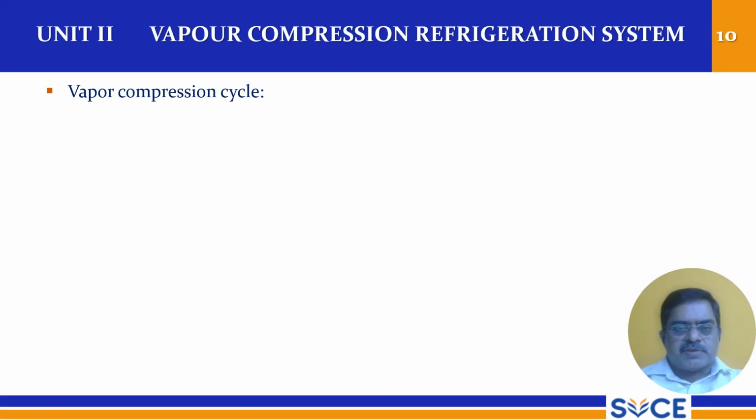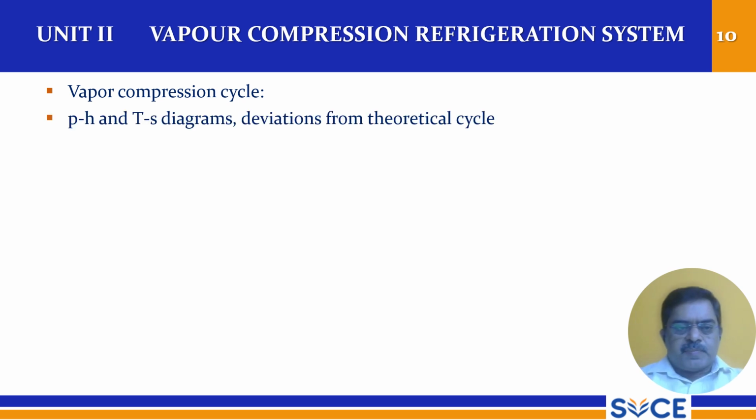Vapor compression refrigeration system. This is a little bigger unit. It requires 10 hours to complete, and in the first session of this unit we are going to see the vapor compression cycle, the p-h diagram and T-s diagram, and the deviation of the actual p-h and T-s diagrams from the theoretical cycle, that we are going to discuss in an hour.